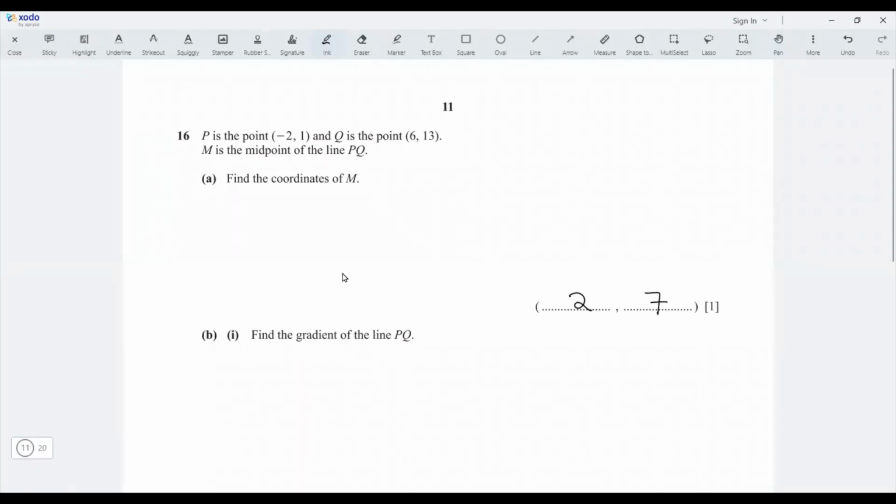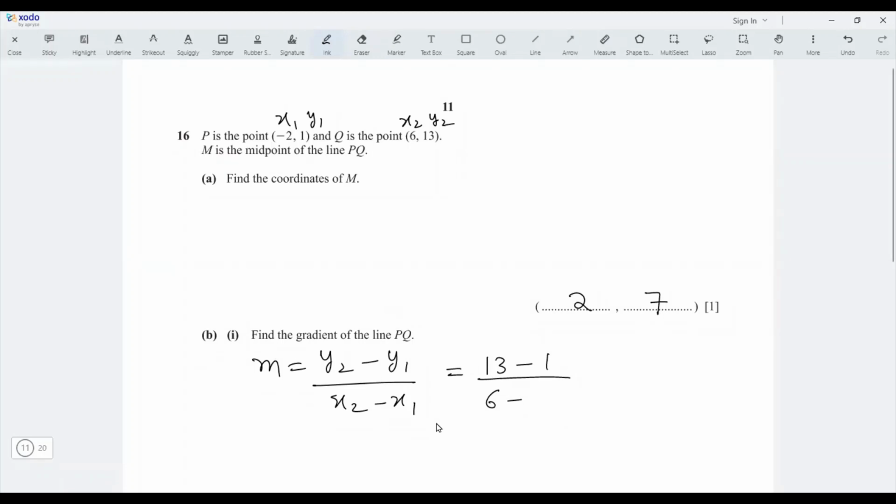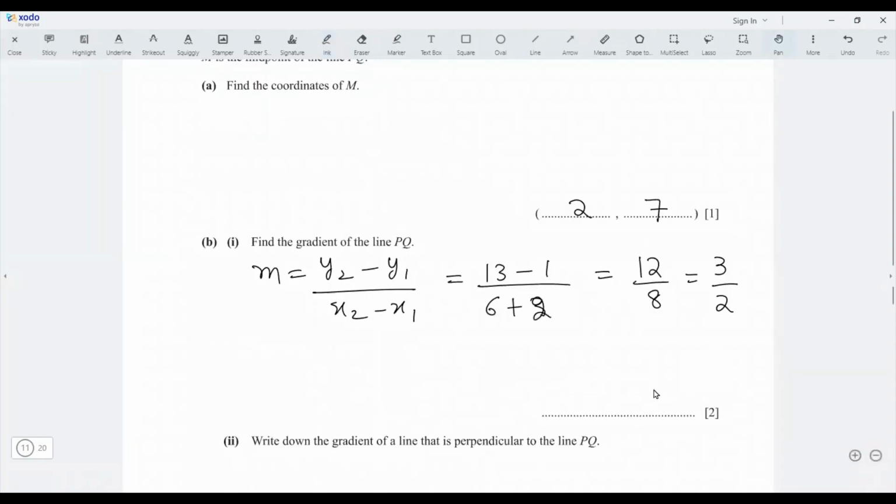So we have to find the gradient of the line PQ. For finding the gradient, we know the coordinates. So applying the formula y2 minus y1 over x2 minus x1. Supposing point P as the first point and point Q as the second point, y2 is 13. 13 minus 1 divided by 6 minus minus 2, and minus minus becomes positive, so positive 2. So 13 minus 1 is 12, 12 divided by 8. So it results in 3 over 2. So the gradient is 1.5 or 1 whole 1 by 2.